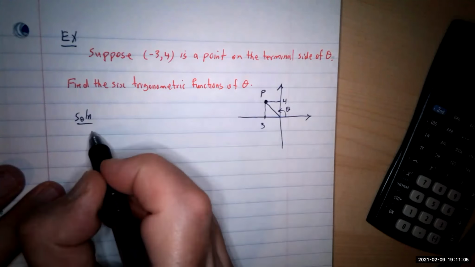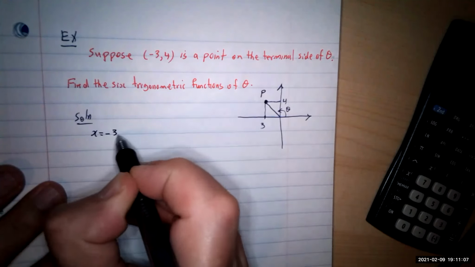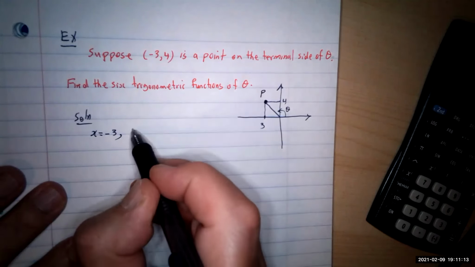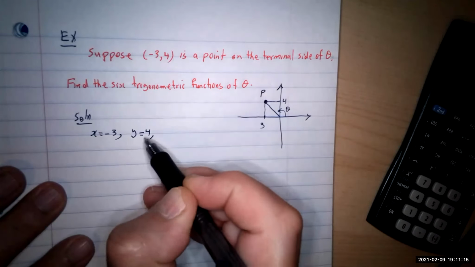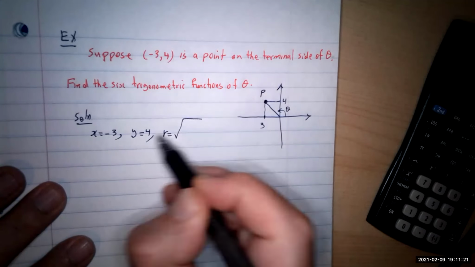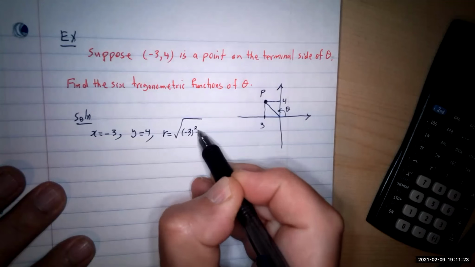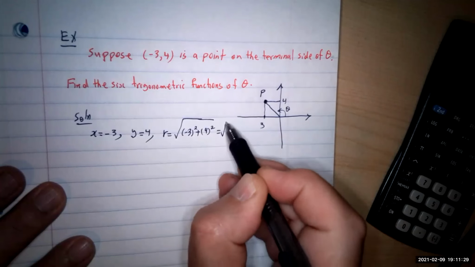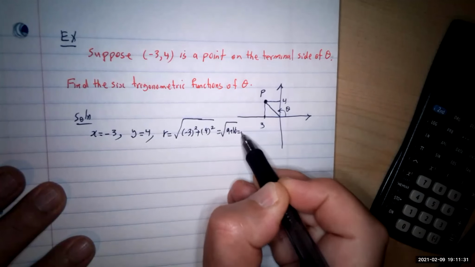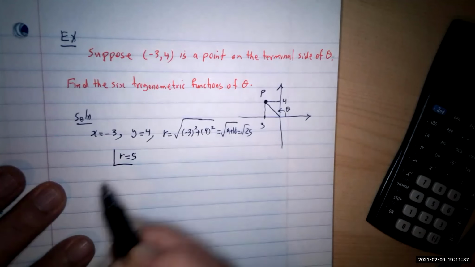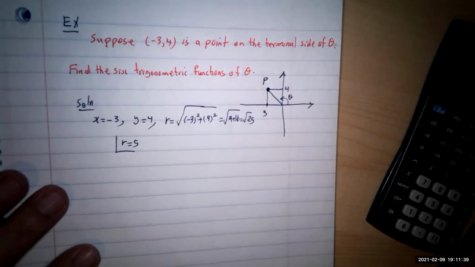So x is equal to -3 and y is equal to 4. So we go for the R. R is going to be the square root of -3 squared plus 4 squared. That gives me 9 and 16, radical 25. So R would be 5 in this case.